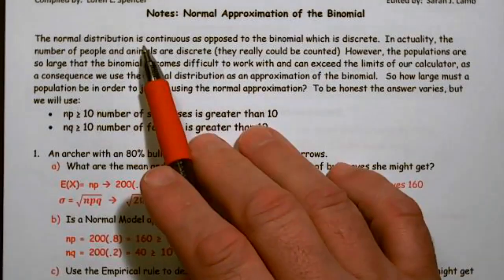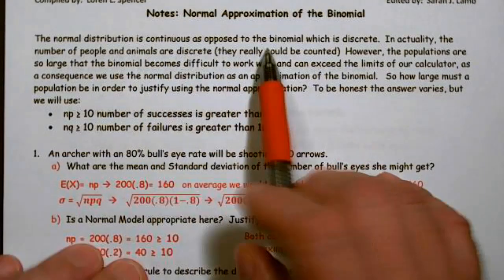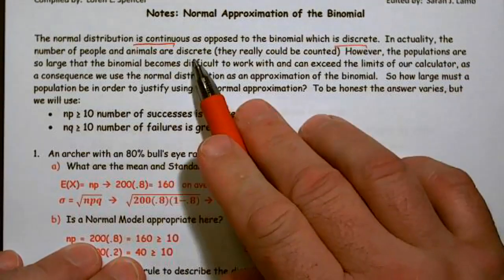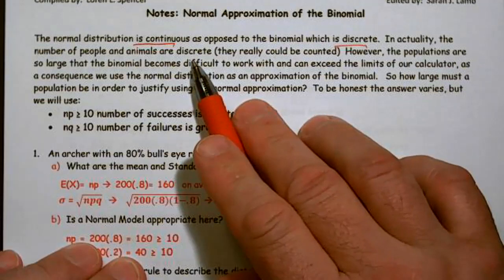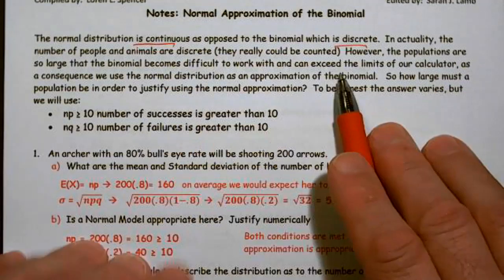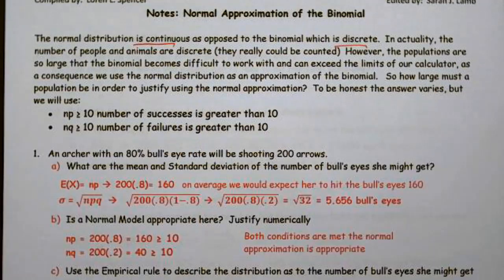First off, we need to note that the normal distribution is continuous as opposed to the binomial, which is discrete. In actuality, when we work with a number of people or animals, they're discrete. They really can be counted. However, the populations are large enough that the binomial becomes difficult and can exceed the limits of our calculator. It really isn't that big of a deal now, but when I was in school, it was a huge problem. So the normal approximation was very useful when we got to large samples. It also becomes extraordinarily useful for hypothesis tests and confidence intervals, as you will see later on.